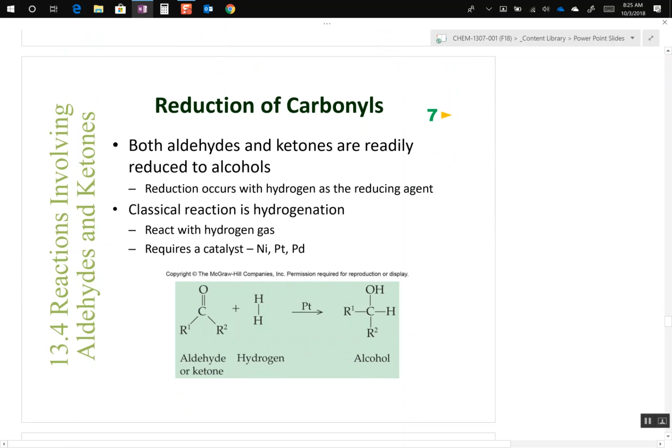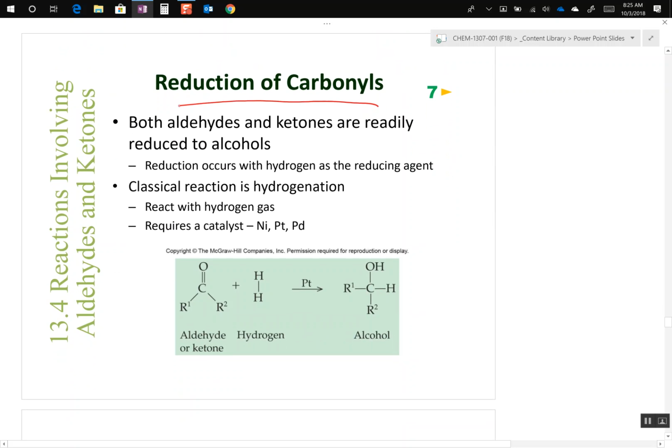Okay, so now the oxidation and reduction of carbonyls. If you have an aldehyde, it can oxidize into a carboxylic acid. Ketones cannot; you can't oxidize a ketone further. So you can only take a secondary alcohol and oxidize it into a ketone, but it will not go any further. You can oxidize a primary alcohol into an aldehyde, and then you can oxidize it into a carboxylic acid.